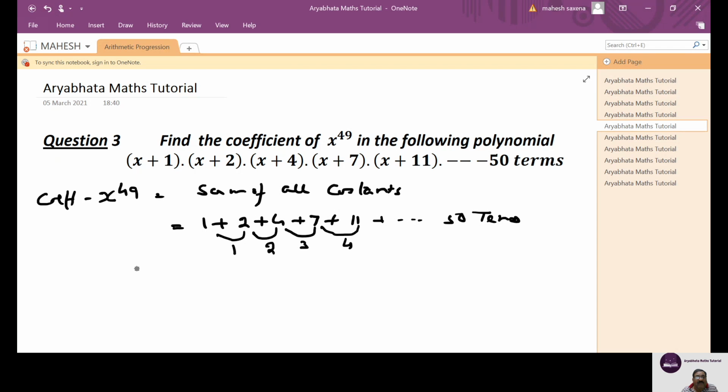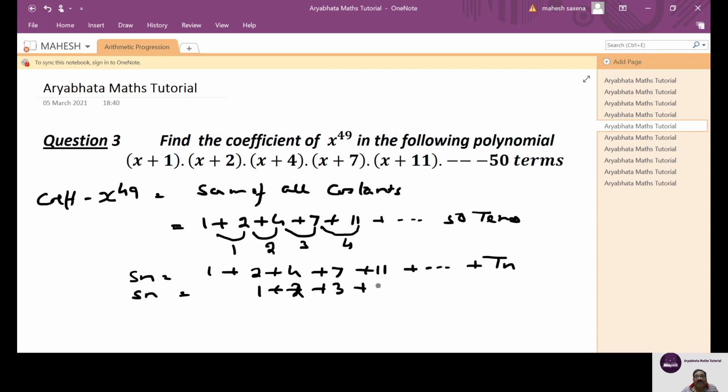Let the sum of n terms of such a series be Sn. Therefore, Sn is equal to 1 plus 2 plus 4 plus 7 plus 11, and the last term, let it be the nth term, that is Tn. Again write Sn is equal to 1 plus 2 plus 3 plus 7, and here the nth term, plus Tn.